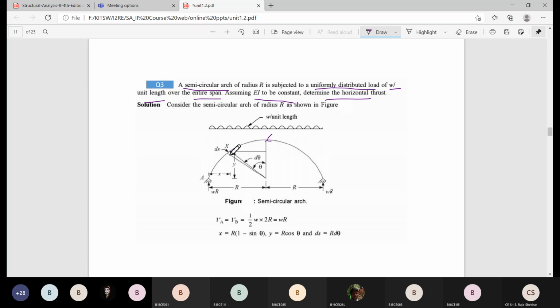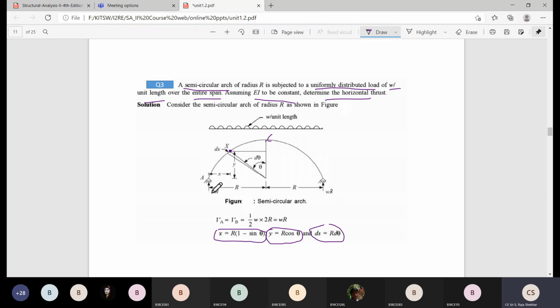theta. So this is the point P. The horizontal coordinate is x and the vertical coordinate is y. So we need to calculate these x and y values initially. So x is equal to r into 1 minus sin theta, as we have seen just now for the previous two problems. y is equal to r cos theta. So ds is equal to r into d theta.